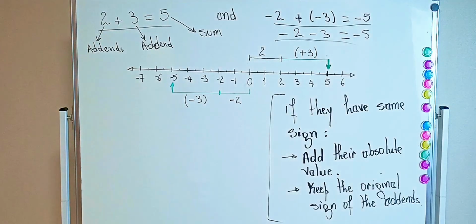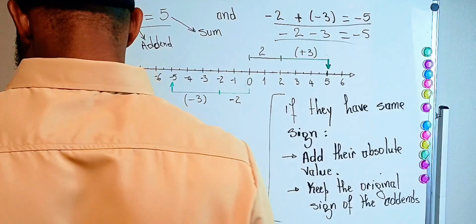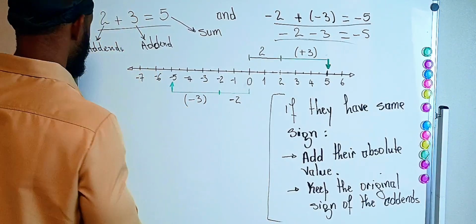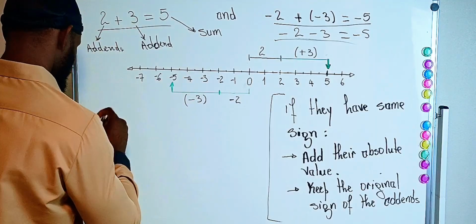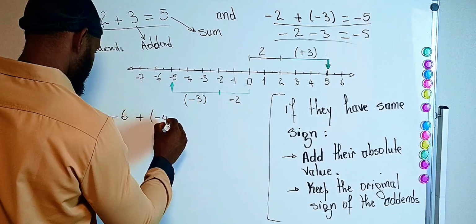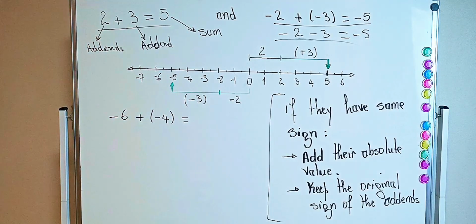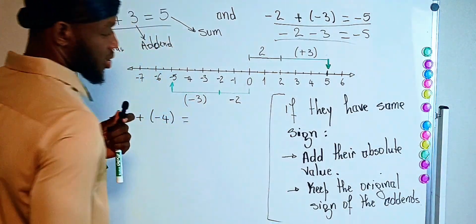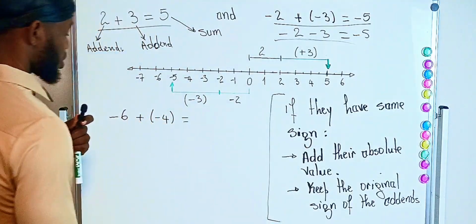Let's do some examples together. Let's go for this one: -6 plus -4. Give me the answer. We're not gonna use the number line. We just gotta follow the steps right now. Since we got the rules, we just gotta follow them.